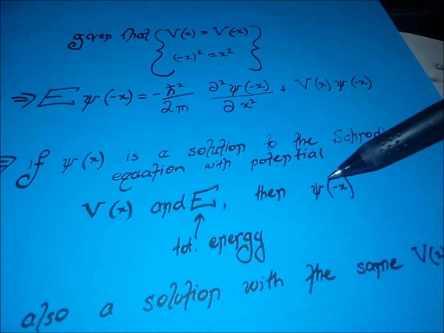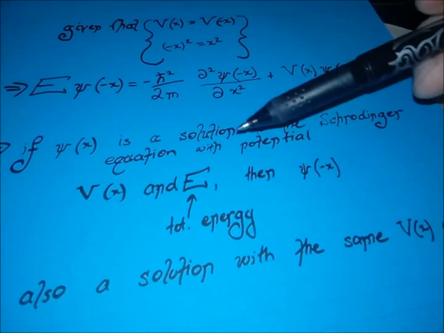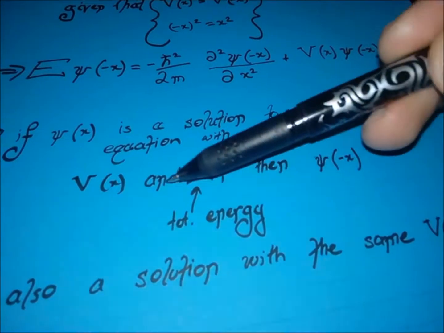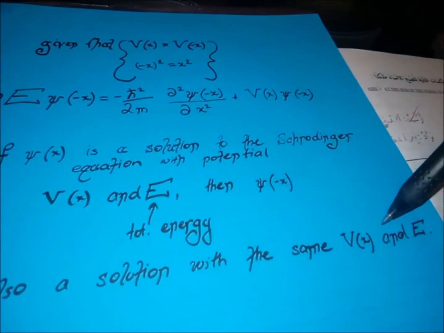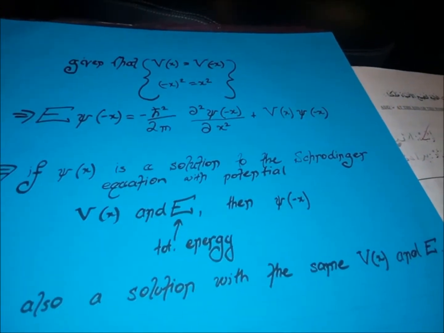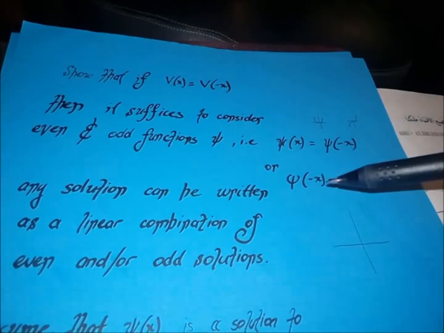In other words, the probability of the location of x can be in the positive or the negative direction. So there are two answers to that equation. We know E is total energy and V of x is the potential; phi of minus x is also a solution with the same V of x and E. That's all that this is. We're just showing that for the Schrodinger equation, we can have two possibilities for the same potential and the same total energy.